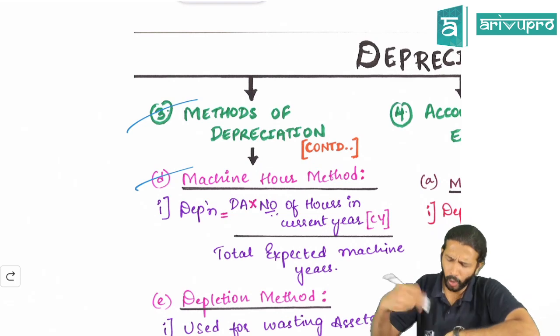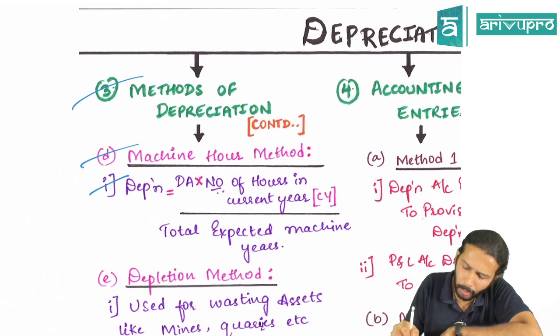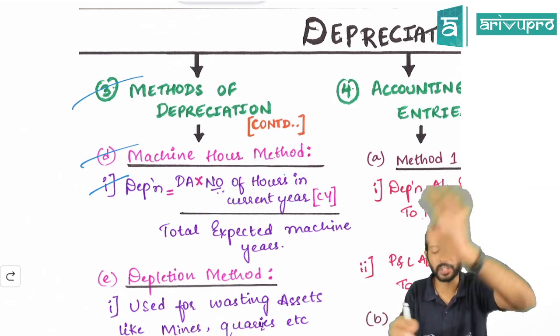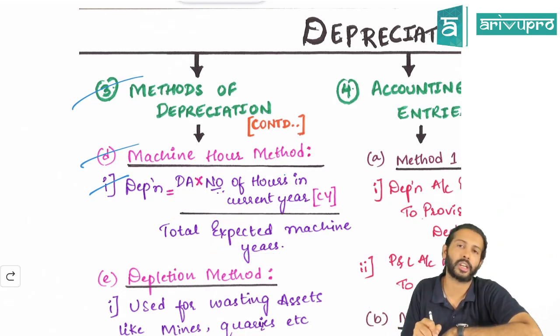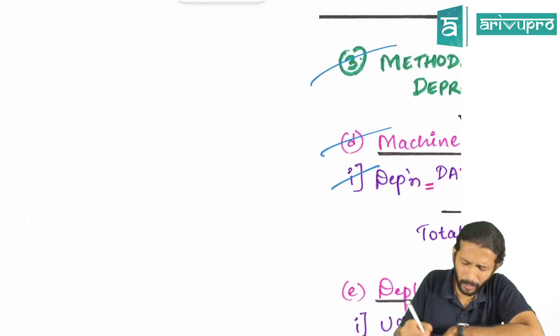Same way, how depreciation is calculated under the machine hour method is: take DA, the depreciable amount, multiplied by the number of hours that you have used the machinery in the current year, divided by total expected machine hours. If you do this, you're going to get the depreciation of the machinery in the first year. It's the same concept, sir.